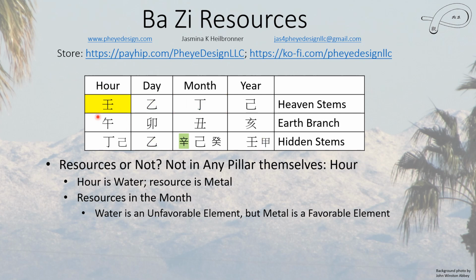So for the hour, this is water. I only have 1. This is metal. But water is an unfavorable element, but it is a resource for me. So it's a little hard to tell exactly if it's truly unfavorable. But metal is a favorable element. So this shouldn't hurt me a lot if it hurts me at all.